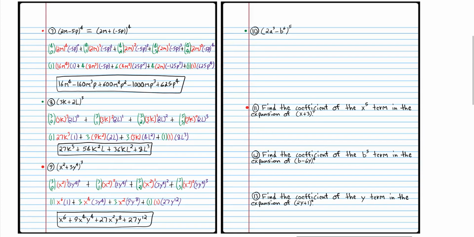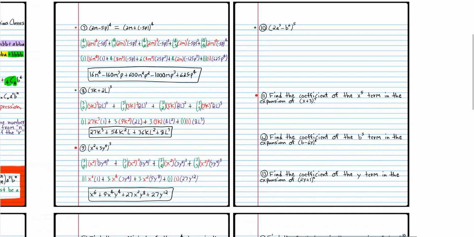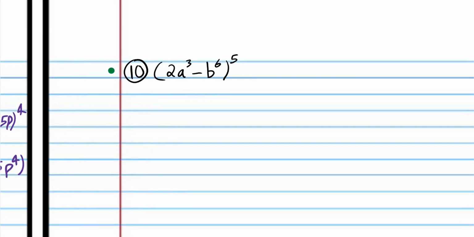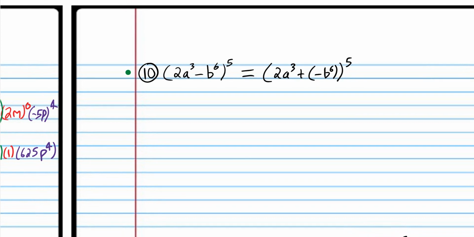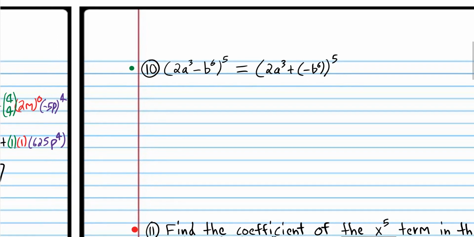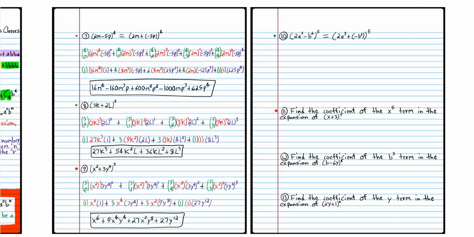So I want you to use number 9 to help you do number 10. Now remember, you have a subtraction sign there, so you're going to have to rewrite this as 2a cubed plus negative b to the 6th raised to the 5th. And make sure you put the parentheses in the right place here, because if you don't, that's really going to mess things up. So go ahead and try number 10, and when you come back, we'll do it together.